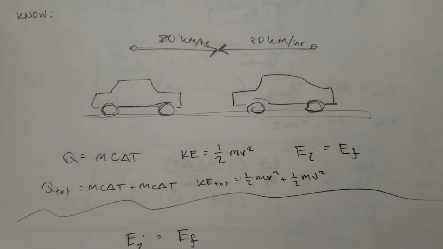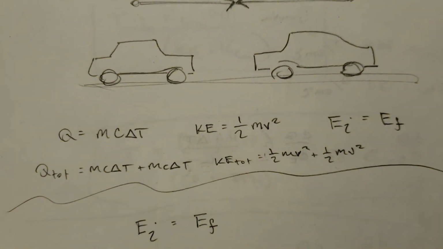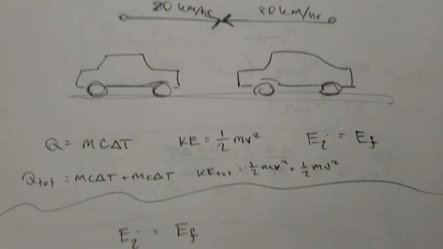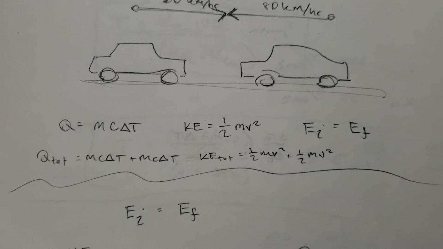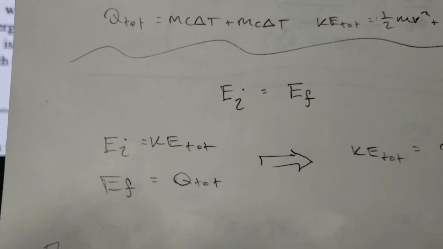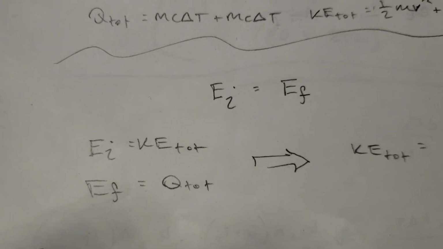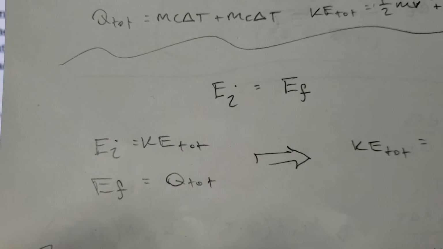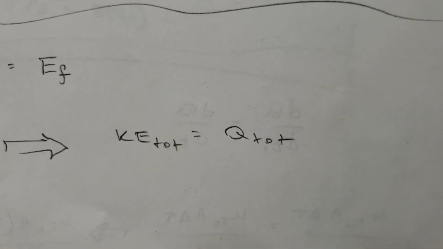All right, so the problem states that kinetic energy is turned into thermal energy. So we know that at the beginning the cars are moving toward each other, so they have kinetic energy, and then once they crash, all of that energy is released in the form of thermal energy. So in other words, we can say that E in, or energy in, is equal to the total kinetic energy, and energy out is equal to the total heat absorbed. All right, so we substitute based on what we just talked about. So now we have KE total is equal to Q total.